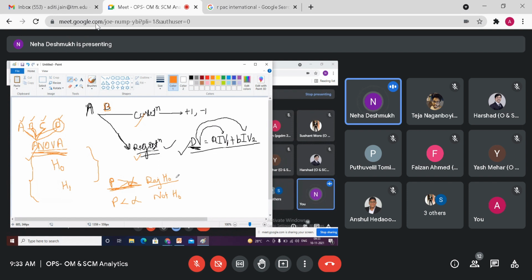Rejection of the null hypothesis, what does it mean? It means acceptance of the alternative hypothesis. Not rejection of the null hypothesis means what? Rejection of the alternative hypothesis. Right? So in ANOVA, we consider the null hypothesis and the alternative hypothesis. We apply a number of mathematical formulas with the F statistic, or F test, and we compare the p-value with the alpha value.